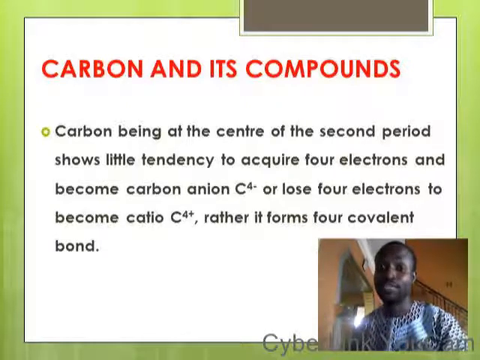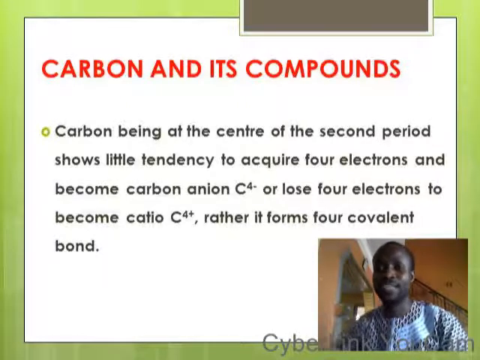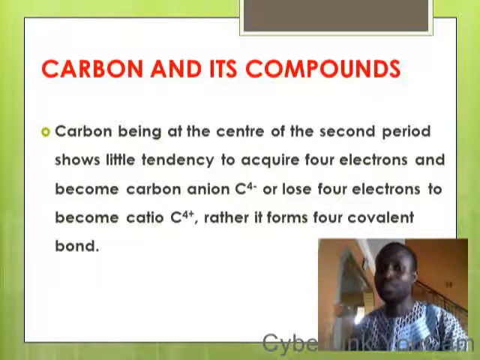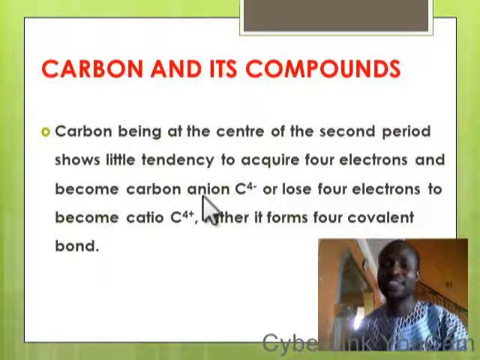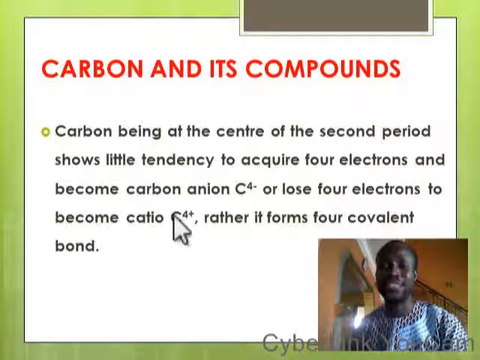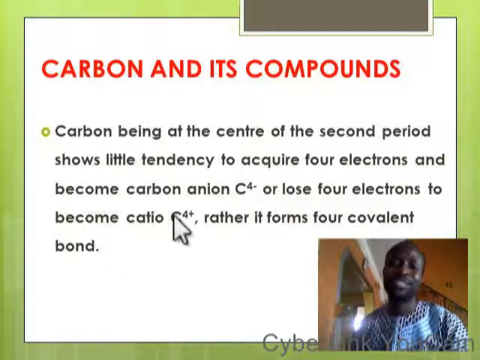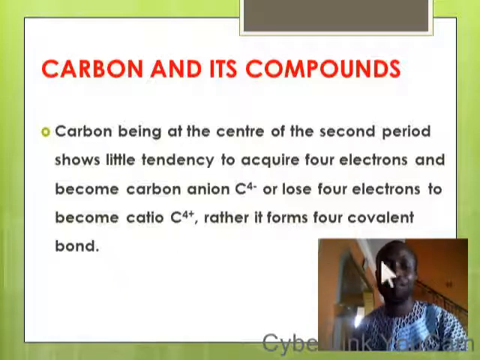It has 4 electrons. It cannot give the 4 electrons. If it gives, that is when it becomes positive. If it accepts, that's when it becomes negative. And negatively charged ions are called anion, just as you can see here. Positively charged ions are called cation, just as you can also see there. So carbon does not give, neither does it really accept, because it has 4 valence electrons in the atmosphere. So what it does is that it goes on into covalent bonding.